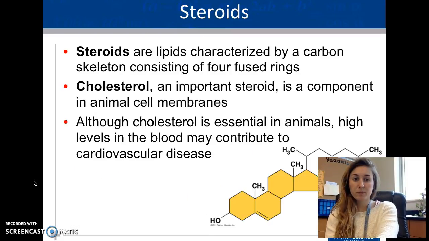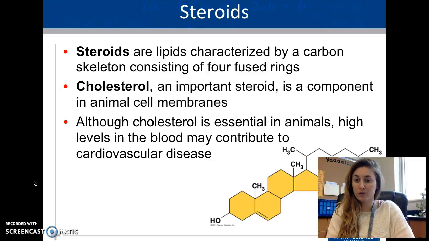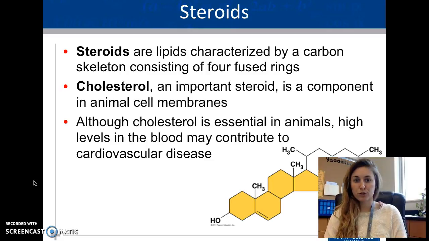The last type of lipid are your steroids. Steroids are lipids characterized by a carbon skeleton and 4 fused rings. Cholesterol is an example of a steroid. We also know that we have good and bad cholesterol, and hopefully you are already thinking about the fact that probably has to do with bonds, because just like unsaturated and saturated fats, the good and bad cholesterol, as we talk about, is just a structural difference.